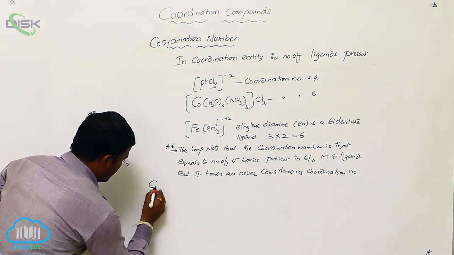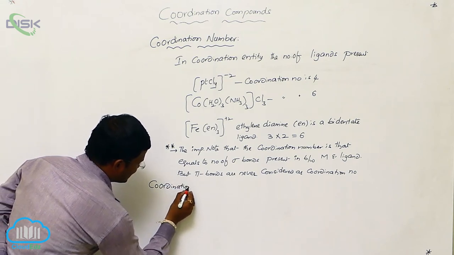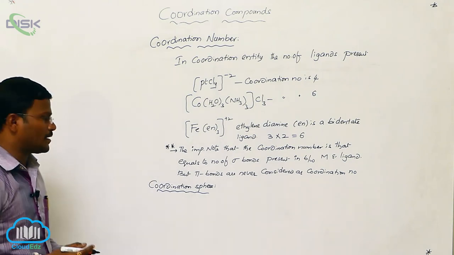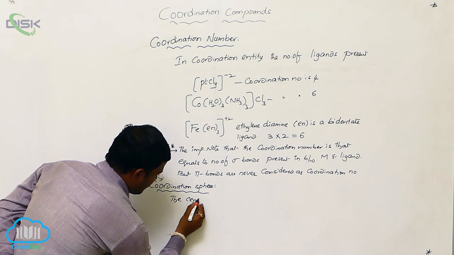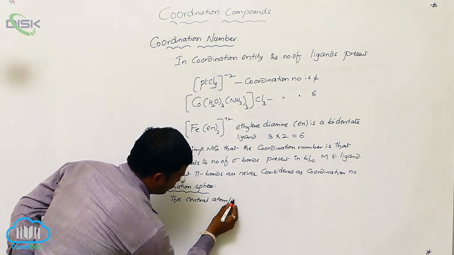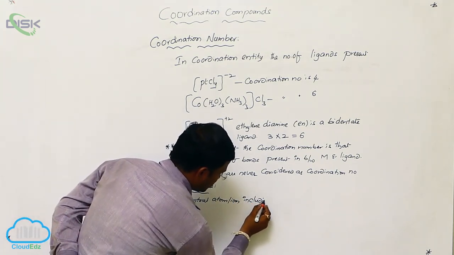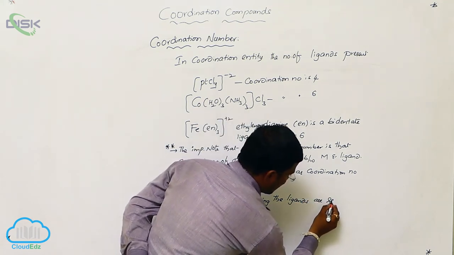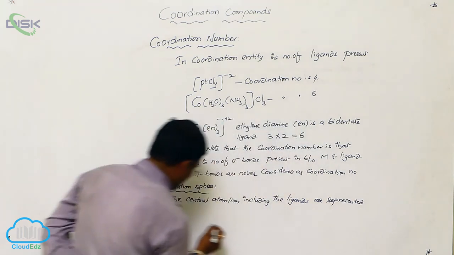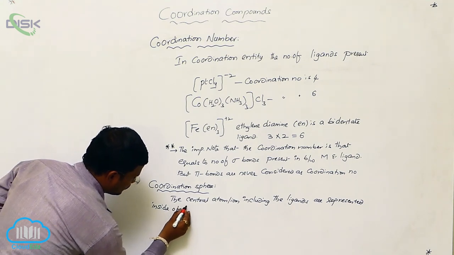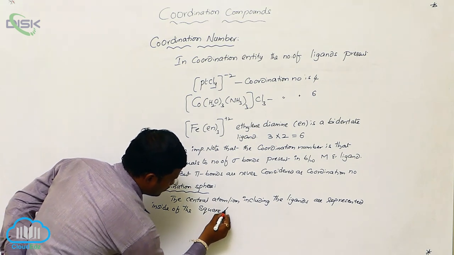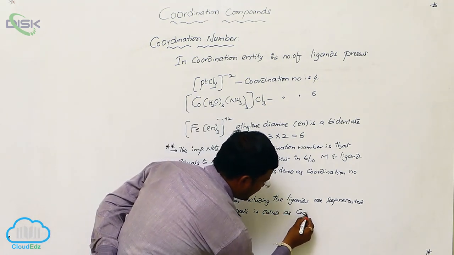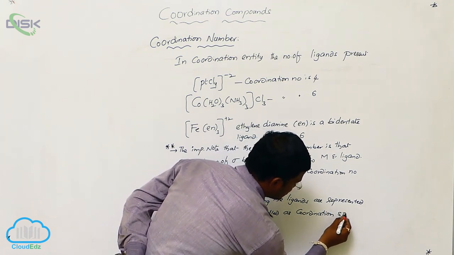Next one, coordination sphere. What does coordination sphere mean? The central atom, that is the metal atom or ion, including the secondary valence, that means including the ligands, represented inside the square bracket, is called the coordination sphere. It is called the coordination sphere.